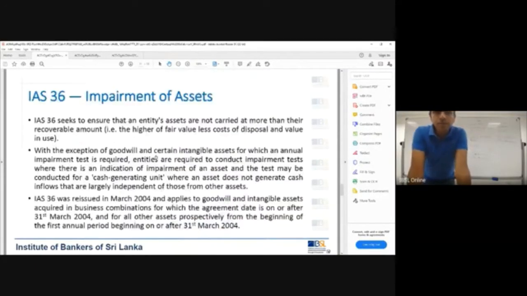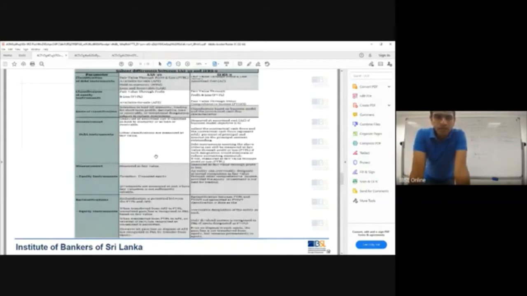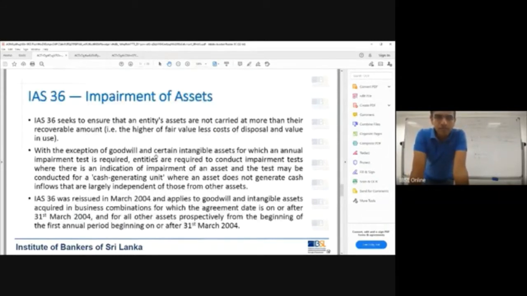I have given a small description on IAS 39. You don't have to read, unless you really want. Very interesting though.